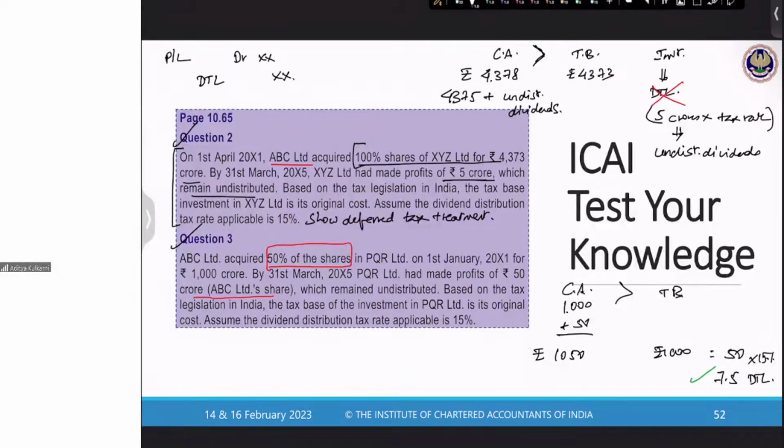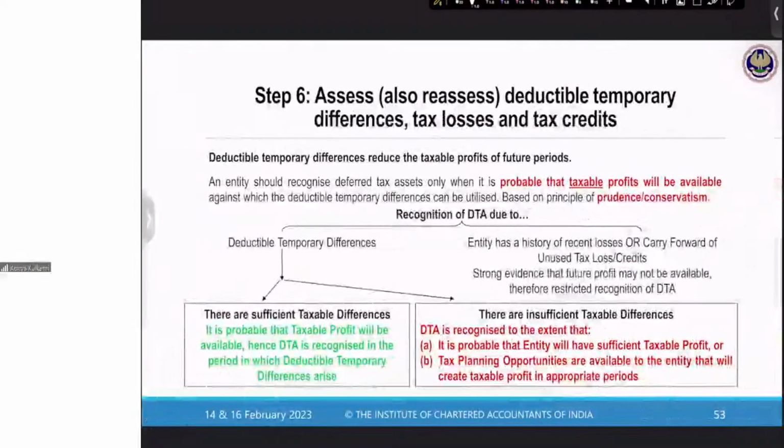In the second case, I have only a 50% stake. So मेरे हाथ में power as such is not there. So therefore, you will have to recognize a deferred tax liability. You will have to recognize a DTL in question 3. In question 2, there is no need to recognize. Okay. So that takes care of exceptions.